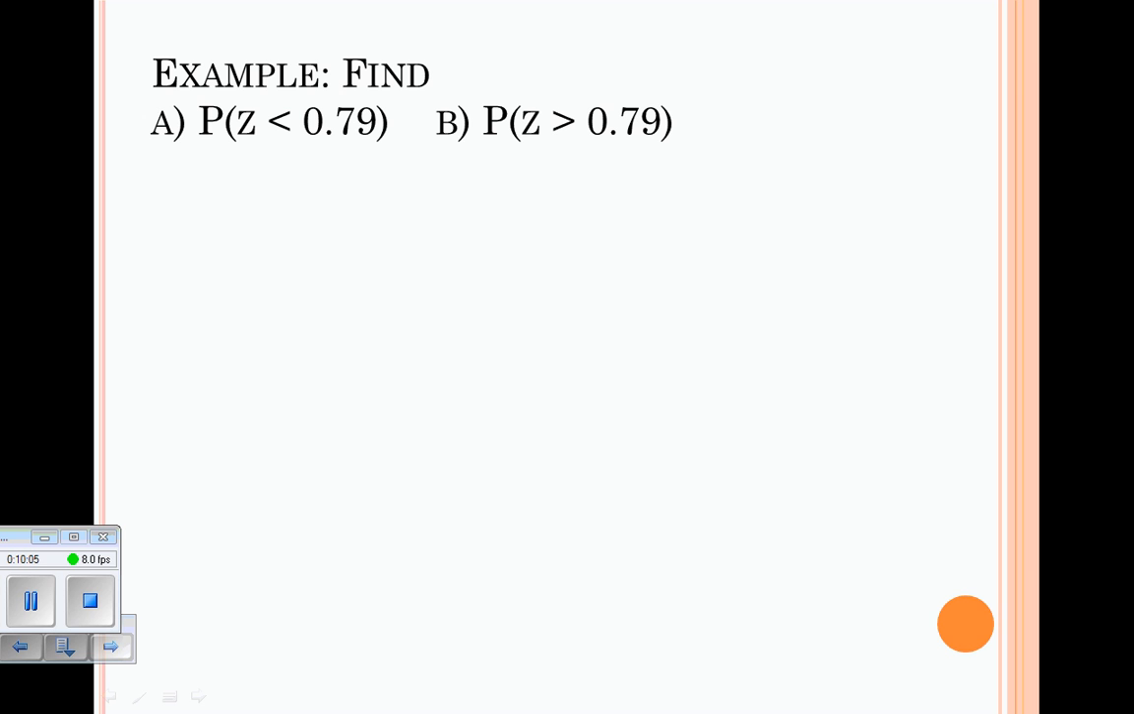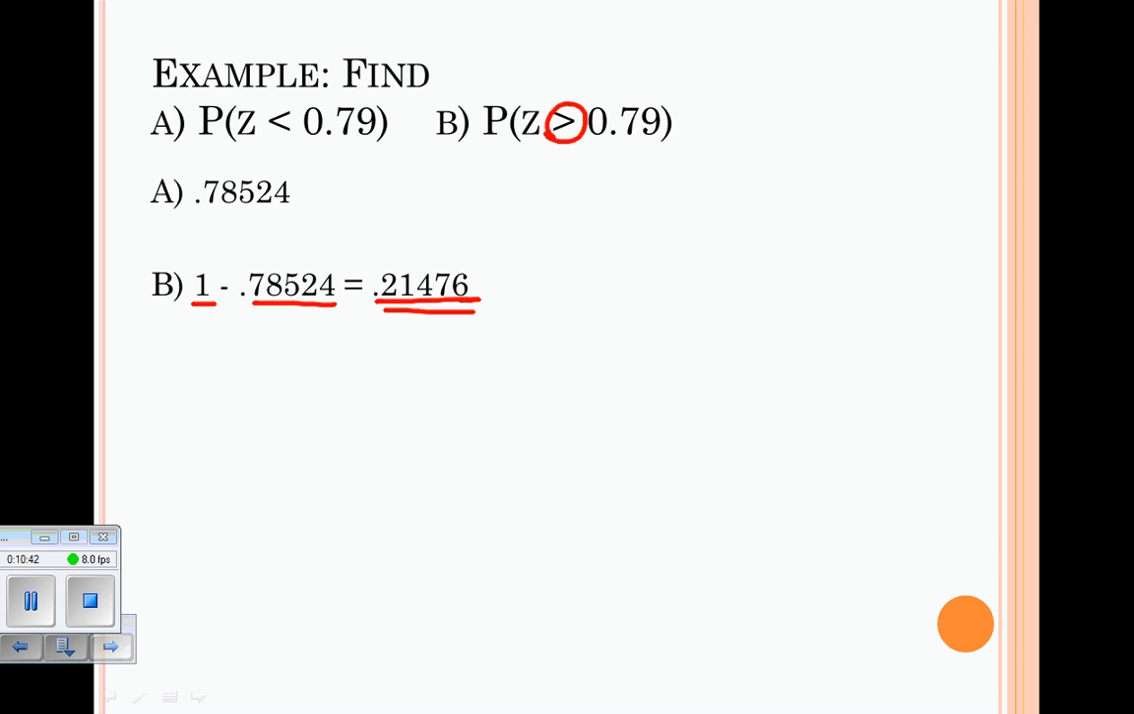Again, when you see the z, you know the mean is 0 and the standard deviation is 1. See if you can find these. Now, part A isn't too bad because it's to the left if you're going to use the table. So you can go to the table and find 0.79. Part B, using the table, is a little bit trickier because you want greater than that. So if you want to find greater than that, you know the total area is 1, minus the area to the left will give you the area that is bigger.